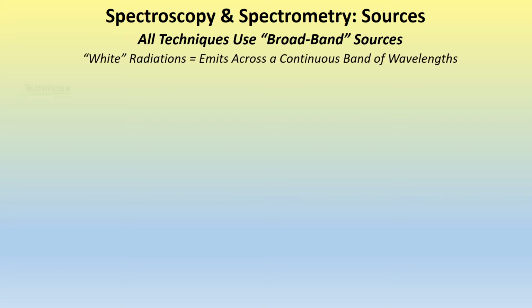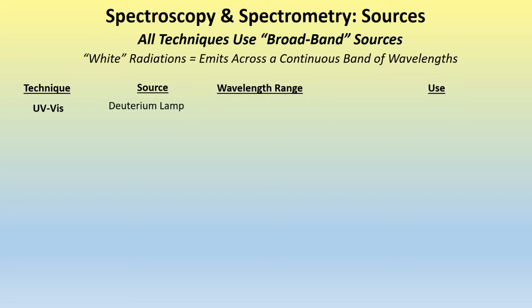All techniques use what are called broadband sources, where white radiation is emitted across a continuous band of wavelengths. For the various techniques in UV visible radiation, deuterium lamps provide light or radiation within 160 to 400 nanometers and are generally used as the ultraviolet source between 190 and 340 nanometers.